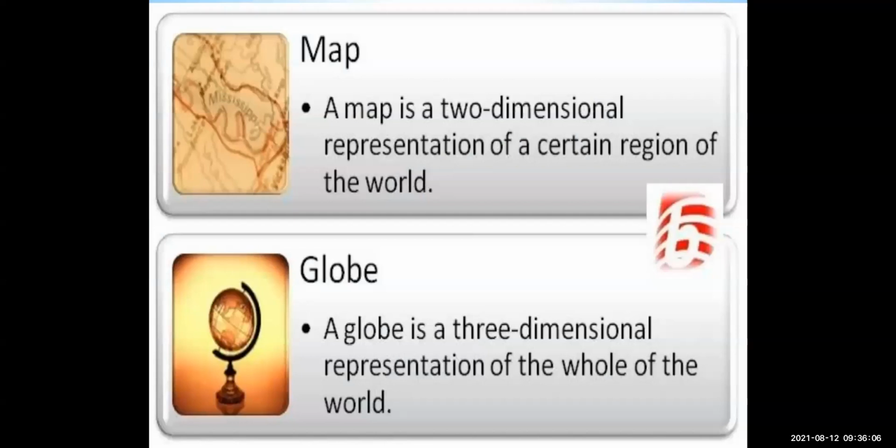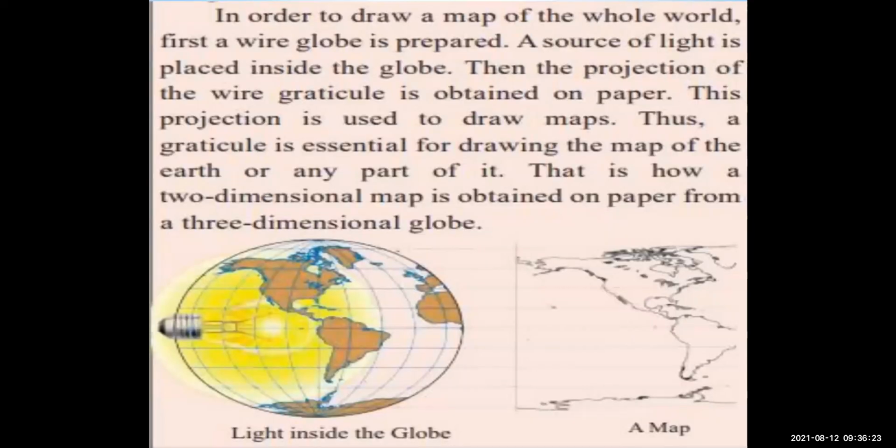So students, I guess the idea is clear about what a map is. A map is a two-dimensional representation of a certain region of the world, and the globe is three-dimensional and represents the whole of the world. And students, what is meant by the field visit? Well, later on we'll learn about the field visit.